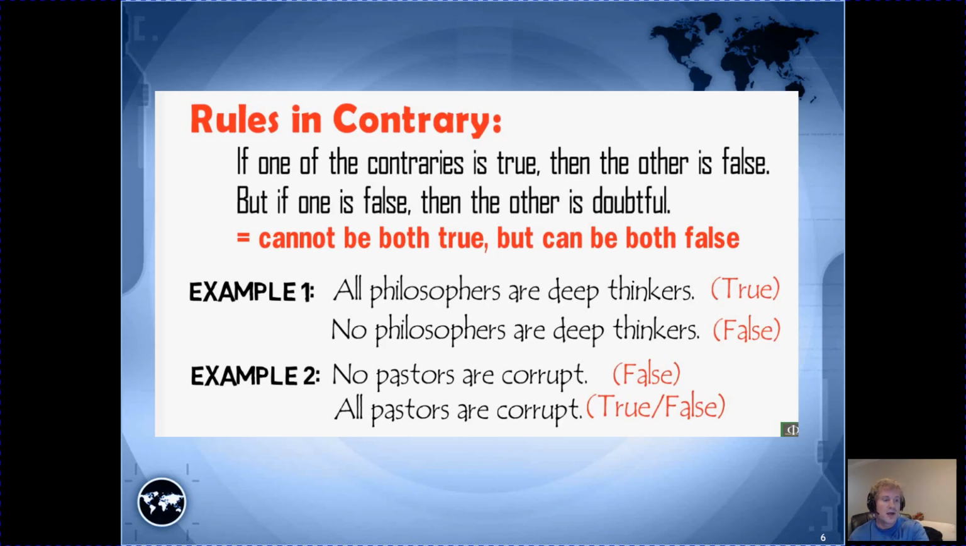So again, we know that all philosophers are deep thinkers. No philosophers are deep thinkers, so one is true and one is false. The second example, one, if we assume to be false, then the other one could be true or false. I know, a little bit of a headache, but just think again, when it comes to contraries, it's universal. All, everybody, nobody, it's that kind of thing. And you're looking at statements that may or may not be somewhat contrary to each other. Okay? I hope that makes sense.